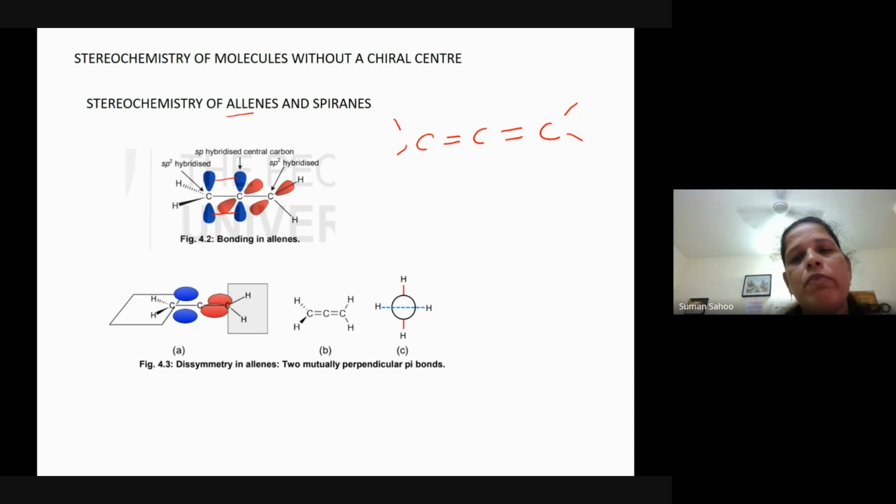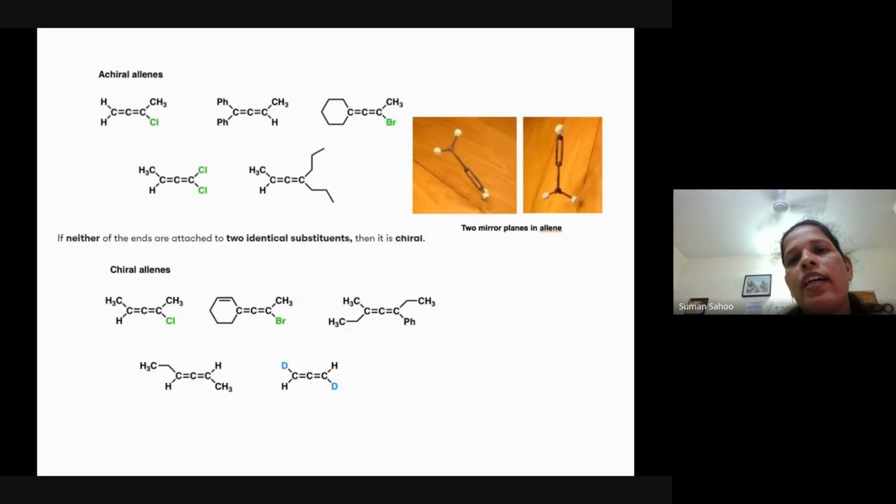So they are 2 mutually perpendicular pi bonds, because if this is your px and this one is your py, then these orbitals are mutually perpendicular to each other. So in that case, both pi bonds of the double bonds are perpendicular to each other. Whenever we put different substituents here, then you actually have a chiral axis. Although you don't have chiral centers, still their mirror images are not superimposable. Suppose you just see, some allenes are achiral, and some are chiral allenes.